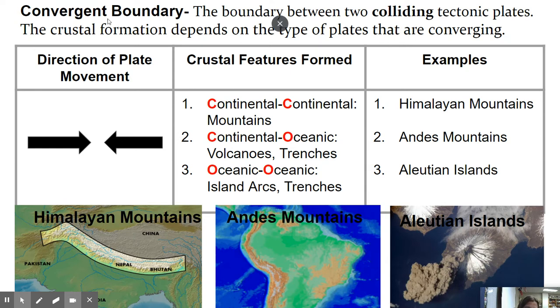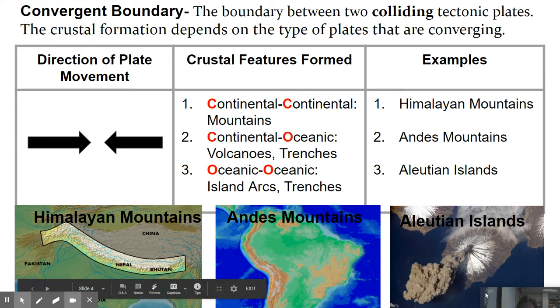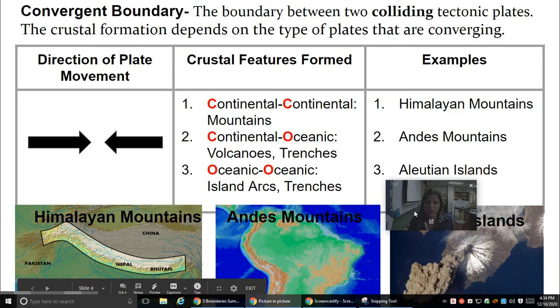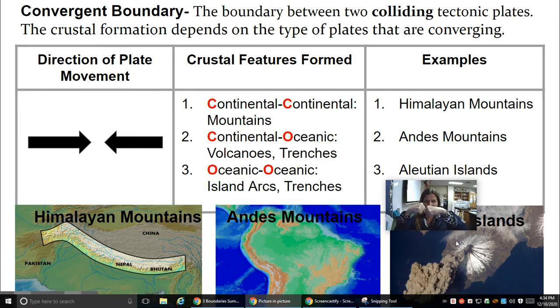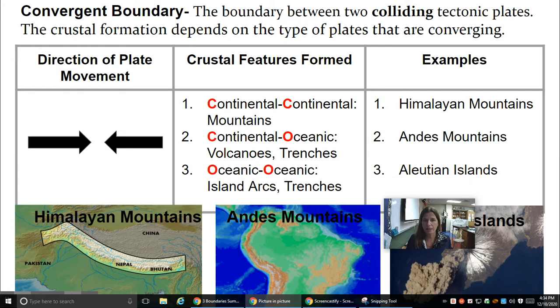The third type of plate boundary is convergent boundary. This is the boundary between 2 colliding tectonic plates. The crustal formation depends on the type of plates that are converging. So let's look at the direction of the movement. So here at a converging boundary, you have plates coming together or colliding. And what we want to know is what type of plates are colliding.